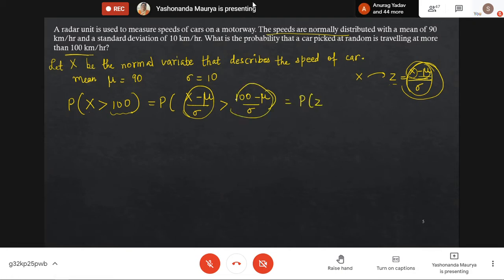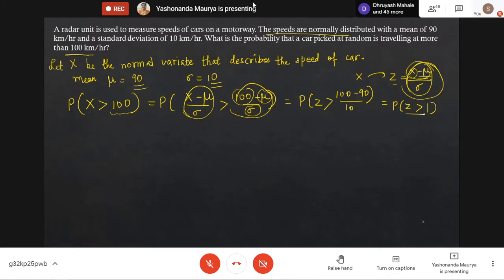And this one can be simplified because this is a number and all these values are known to us. They are given. So what will this be over here? It will be 100 minus 90 divided by 10. This will be the probability that z is greater than (100 minus 90) divided by 10, which is 1. So z is greater than 1.